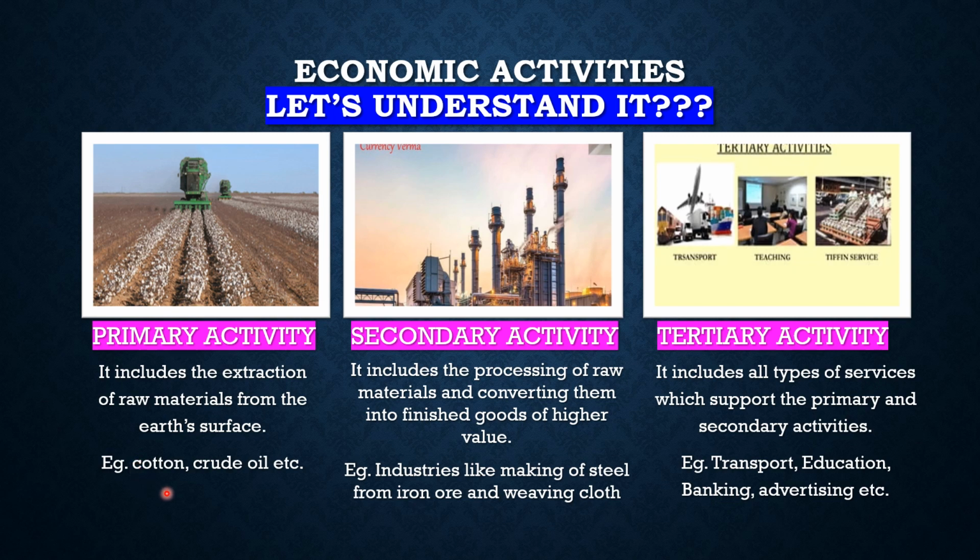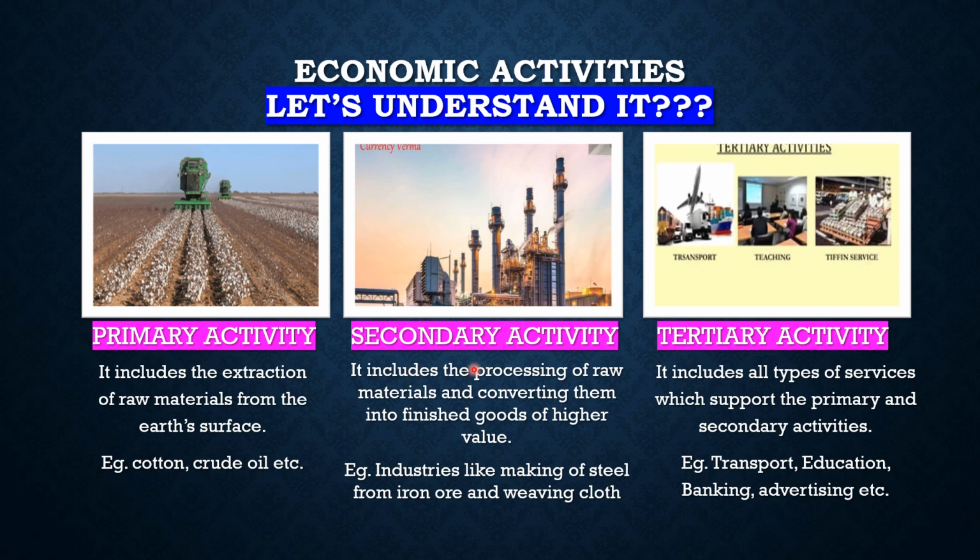So what would be the raw material for cotton clothes? It could be cotton, correct? Now, crude oil, which is also known as petroleum, which we obtain from mining, right? Mining from the earth's surface. Now, crude oil can be converted into finished products like petrol, diesel, natural gas, kerosene, etc.